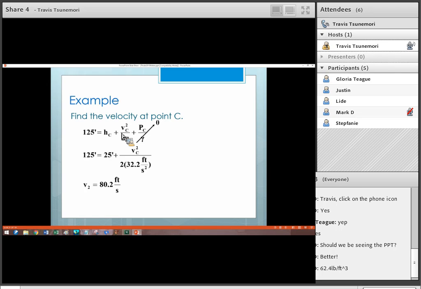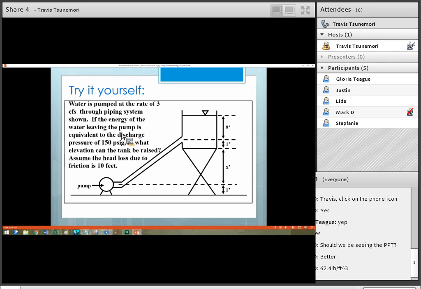Okay, questions on that? Because I'm going to have you try one problem by yourself. So let's try it yourself. I'd like to leave this problem up here so you can see it. Does everybody have Bernoulli's equation written down? Or does anybody need to see the slide that has the Bernoulli equation on it? Well, let me know if you need to see that. Otherwise, I'm going to give you a few minutes to work through this problem.